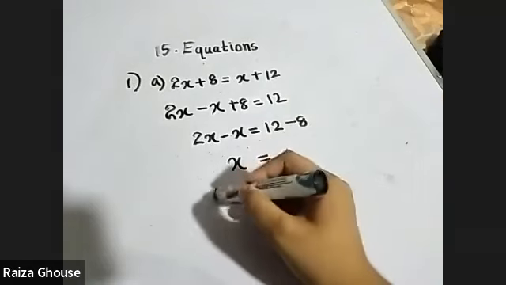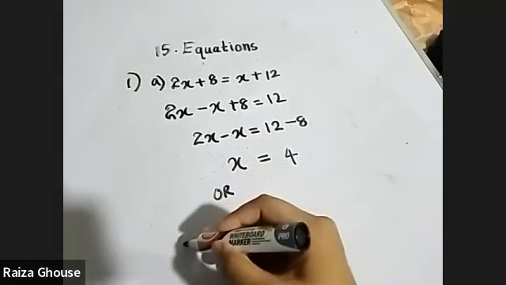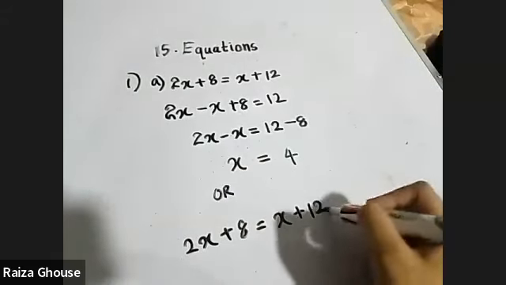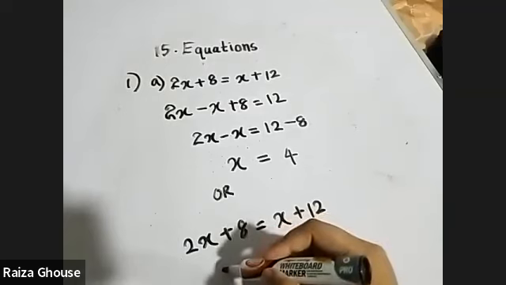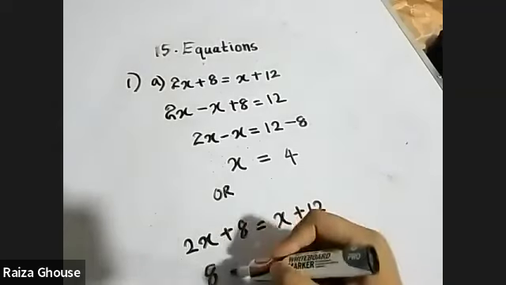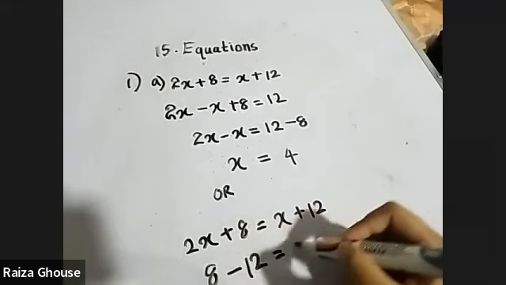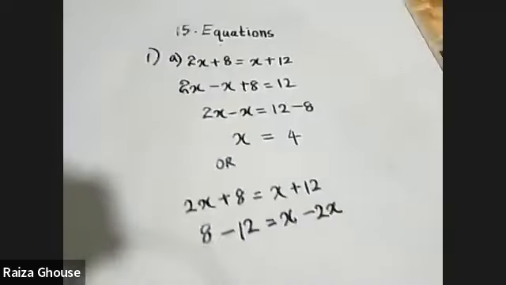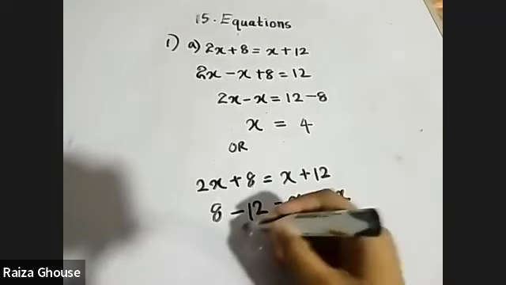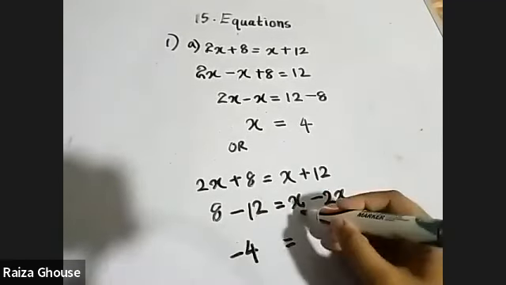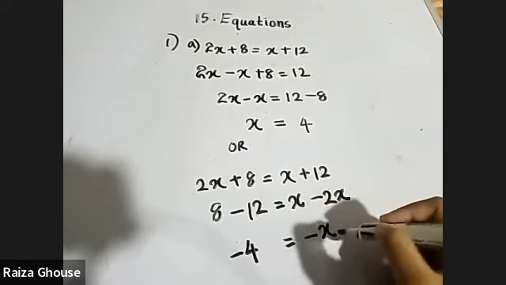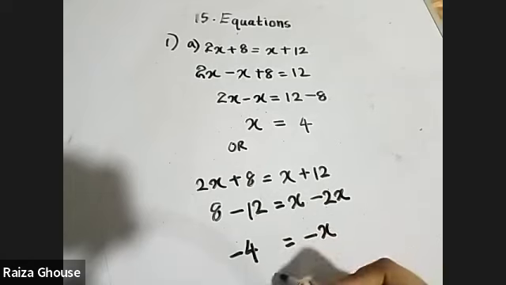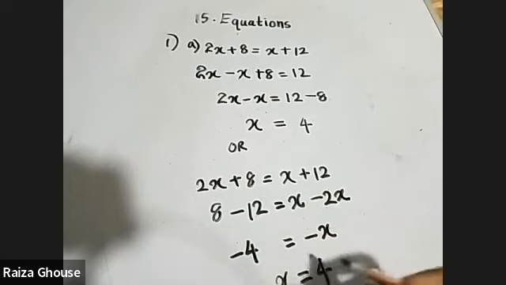The same thing can be done in another method, but I'm not recommending that to you. But there are some students who are doing that kind of work. They are doing like this. They're keeping 8 here and they carry the 12 this side, it's negative 12. They keep the x here, they carry the 2x here, it becomes negative 2x. Then what happens? This becomes 8 minus 12 means minus 4, x minus 2x means minus x. Now you can shuffle both. Both are negative, negative. Negative to negative get cancelled. Therefore, x is equal to plus 4.